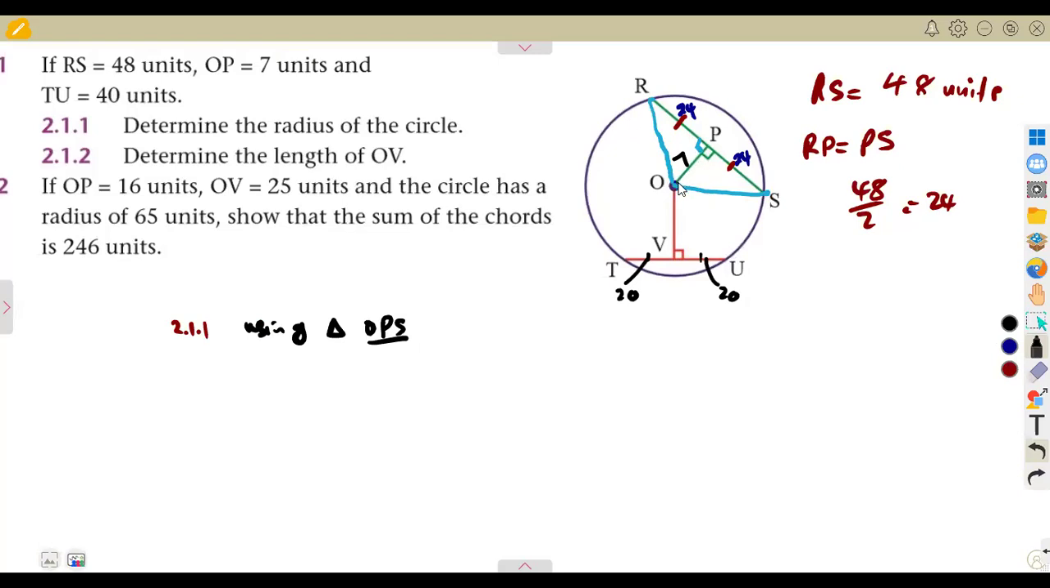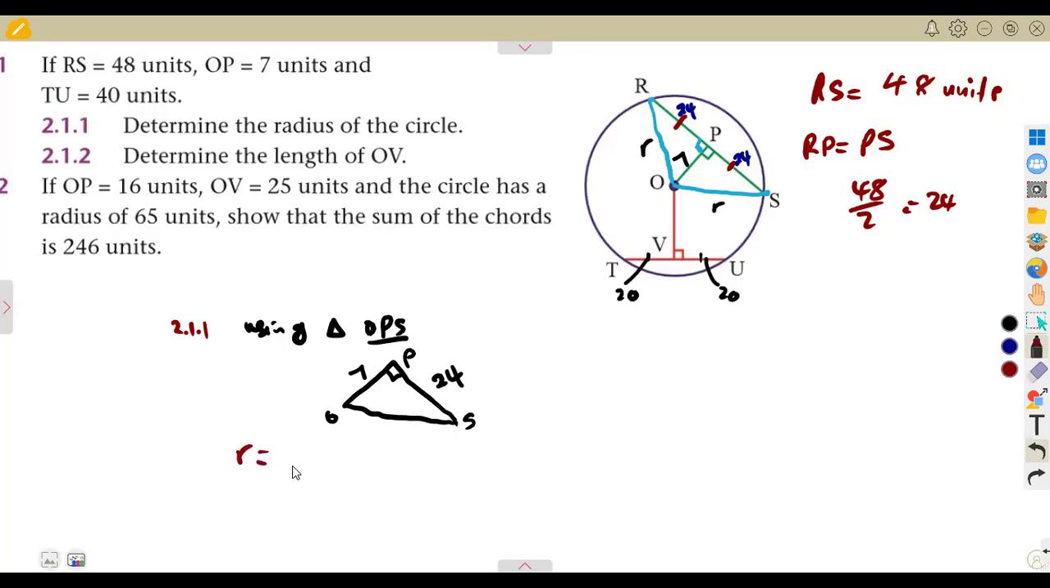If you take a closer look, this is a right angle triangle that you are formulating on that triangle OPS concept. This is your O, this is your P, this is your S, where this is 90 degrees. Remember, PS from P to S is 24 units. From O to P, we are given 7. So you can calculate OS, because OS is the radius, same as OR is the radius.